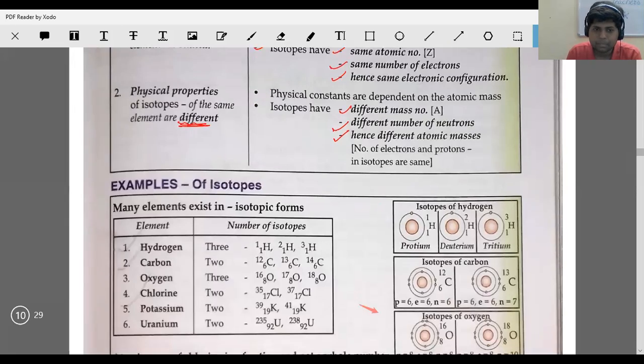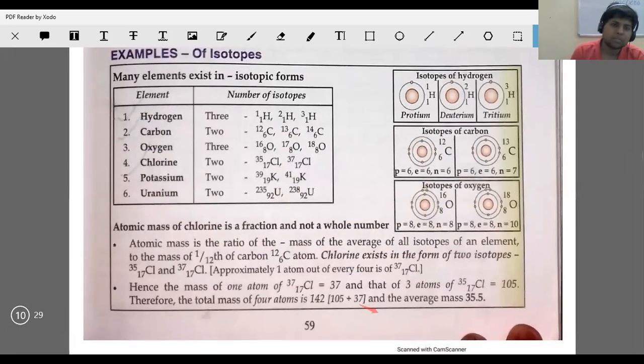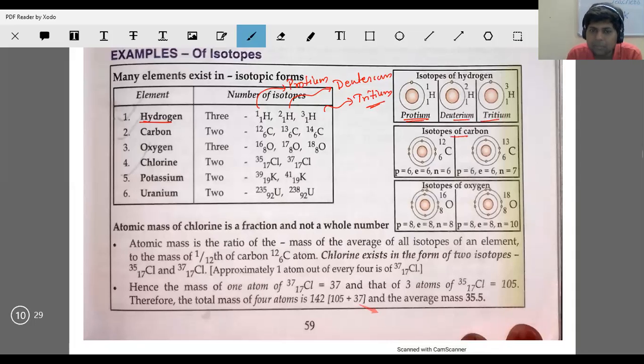Yes, sir. Then here are a few examples of isotopes. For hydrogen there are 3 isotopes known. These are called protium, deuterium and tritium. Here protium is given. Similarly, there are isotopes of carbon, 12 and 14 primarily. There are isotopes of oxygen, 16 and 18 primarily. So like this.